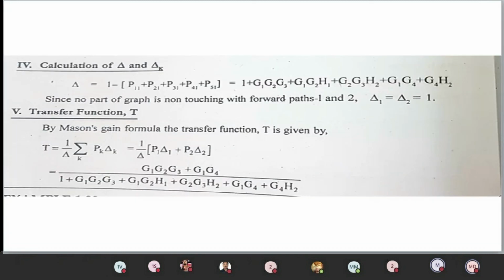Okay. So you can notice that compared to block diagram, the method to find transfer function using signal flow graph is less time consuming. Okay. But at the same time, take care about non-touching loops, individual loops, and part of the graph that is not touching the forward path. Okay.